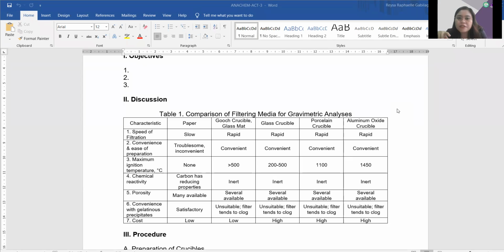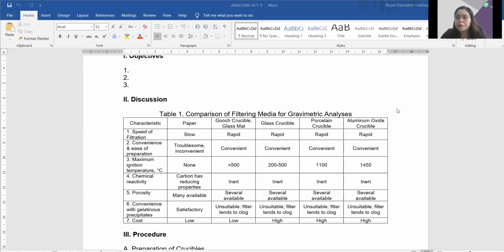Now, aside from the filter paper, we can also use crucibles. Okay, we can use crucibles, and they are made up of different materials. We have Gooch crucible, we have also glass crucible, porcelain, and the other one is the aluminum oxide crucible. They actually look the same. Their shape is almost the same. However, the material where they are made up are different. So, pero kung titingnan natin advantages of these crucibles, almost the same lang naman.